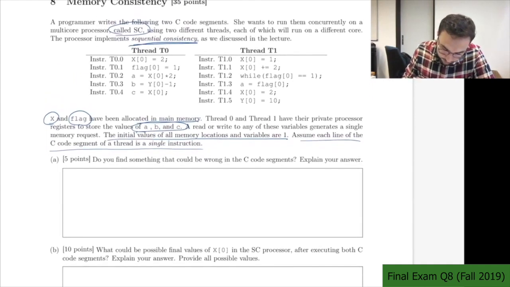Let's look at that. If you notice, there's a loop here, and it iterates as long as flag0 equals 1. From the assumptions, we know that flag0 equals 1 in the initialization, and its value never changes. So the problem is that thread 1 will never finish.